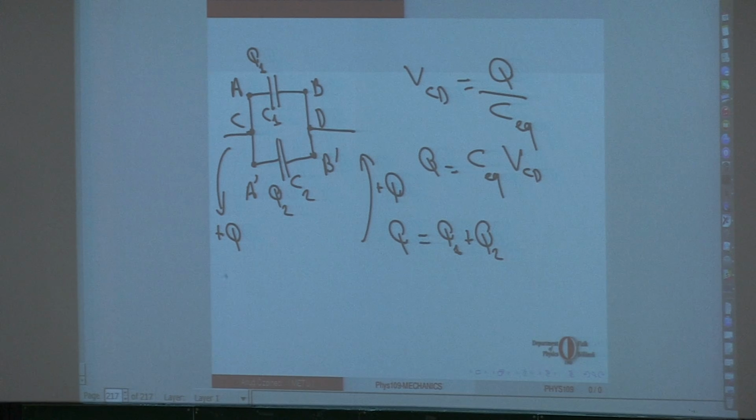Now we already said that VAB is equal to VA'B', which is also equal to VCD. Let us just call it V, because in fact A' and C all have the same potential. B' and D also all have the same potential. So any potential difference between one point over here and one point over there has the same value, which we can just call V.